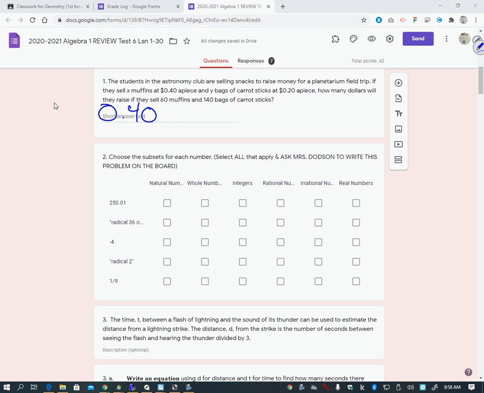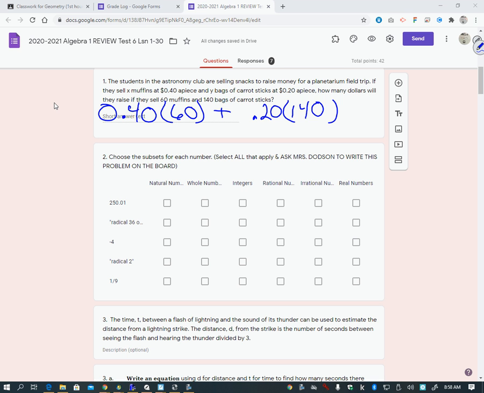Okay, I got 40 cents a muffin, right? How many muffins am I trying to sell? 60, right? So I want to start off with something like that, correct? How much are carrot sticks? 0.2, 20 cents. How many bags of carrot sticks? 140, all right? What am I doing with those two sets there? Well, I'm going to multiply these things by each other.